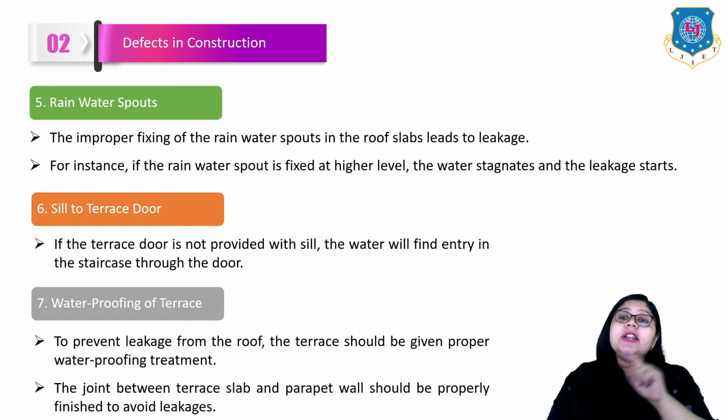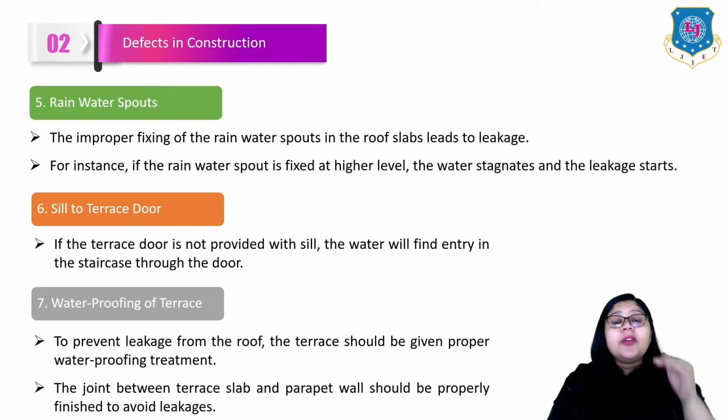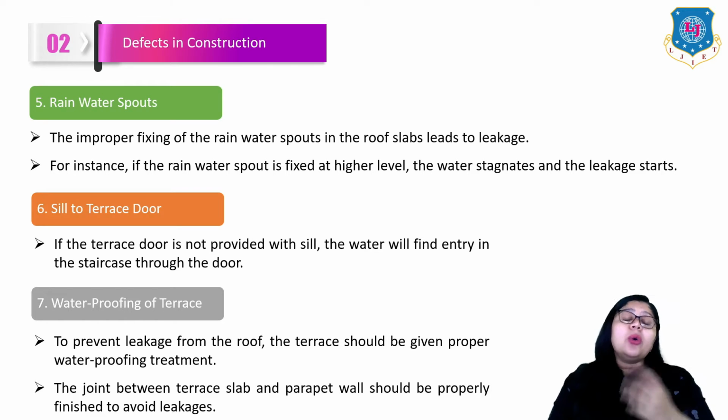Sixth one is the seal to terrace door. It means if the terrace door is not provided with the seal, the water will find entry in the staircase through the doors. Seventh one is the waterproofing of terrace. To prevent leakage from the roof, the terrace should be given proper waterproofing treatment. And the joint between terrace slab and parapet wall should be properly finished to avoid leakages.